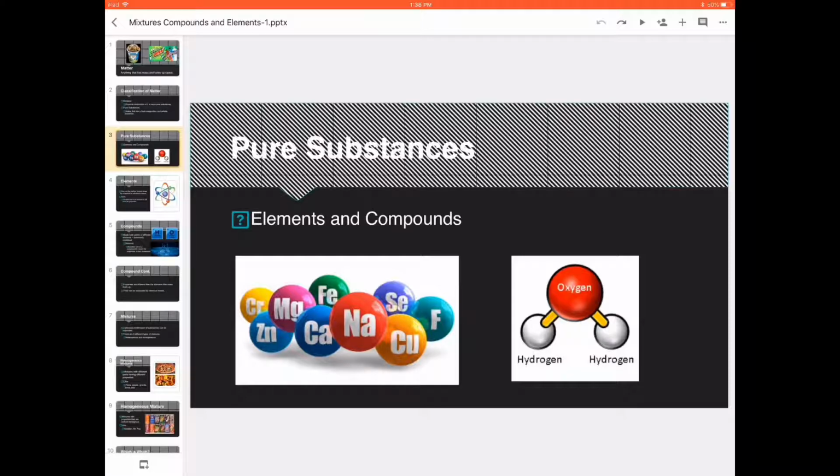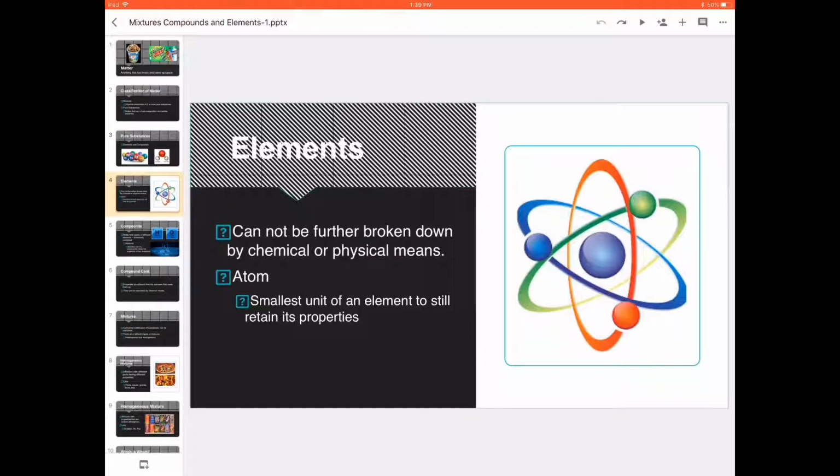You may already know some information about these, which is great. On the left picture there, these are different elements. We've got magnesium and selenium and sodium and copper. And on the right there, we have a molecule of water, which is 2 parts hydrogen to 1 part oxygen.